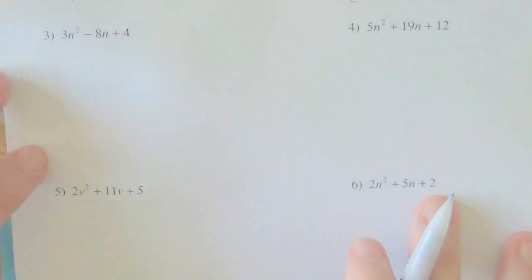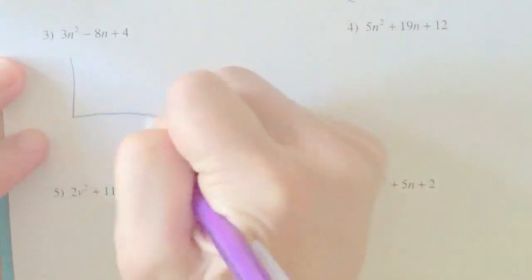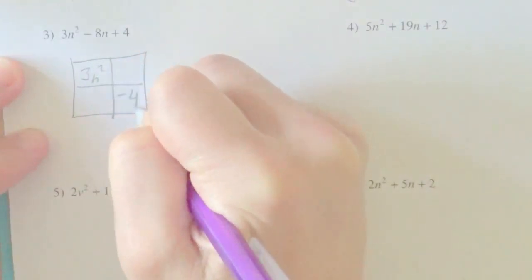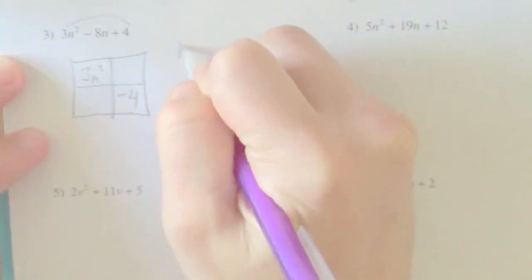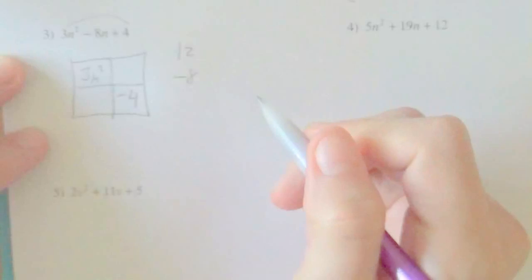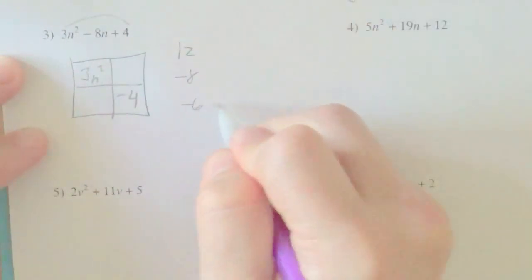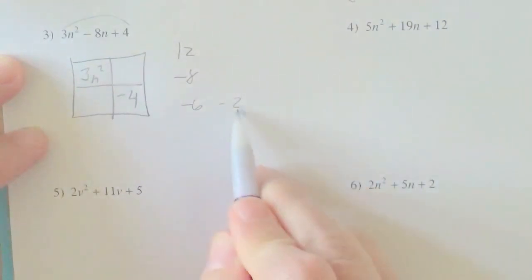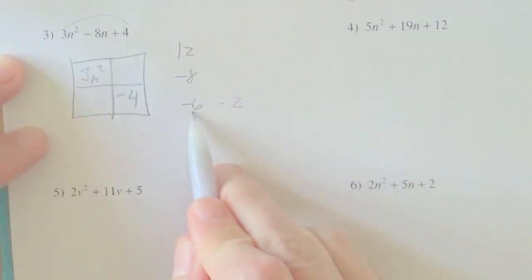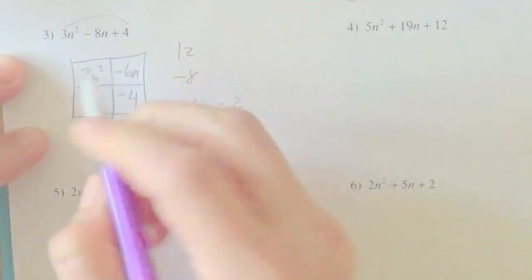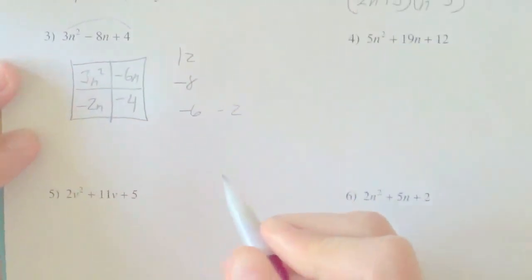We're going to do it again. So look at this guy, draw a box, 3n squared up here, negative 4 down there. I need numbers that multiply to make 12 and add to negative 8. So multiply to make 12, add to negative 8, I'm thinking a negative 6 and a negative 2. Negative 6 times negative 2 is positive 12, negative 6 plus negative 2 is negative 8. So I'm going to put those in here, negative 6n, negative 2n.